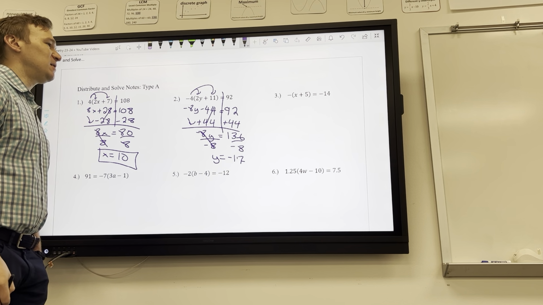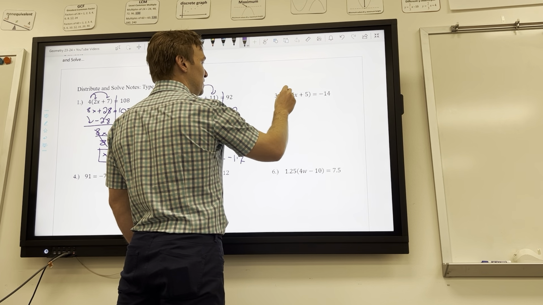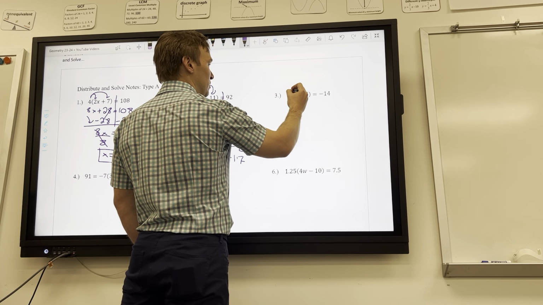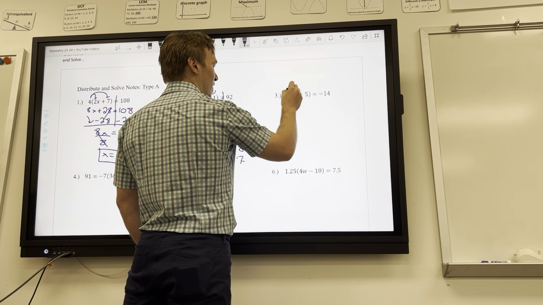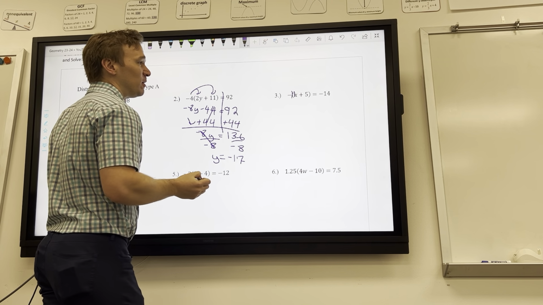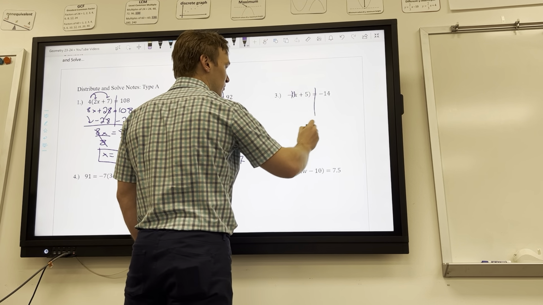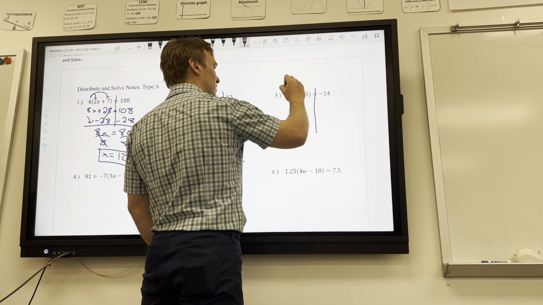Okay, on number 3, it's a little bit different, but not really. There's just a negative sign on the outside of the parentheses and no number there. Whenever there is no number there, you slide an invisible 1 there. It's actually a -1, and there's no number in front of the x either, so you slide an invisible 1 there as well. Okay, draw your line through your equal sign, and then you do -1 times 1.